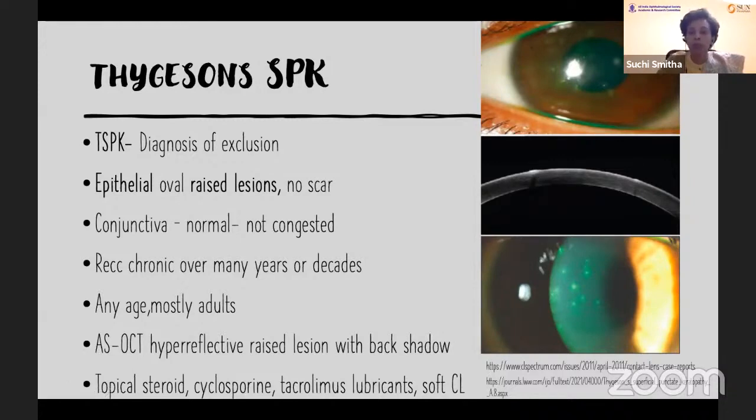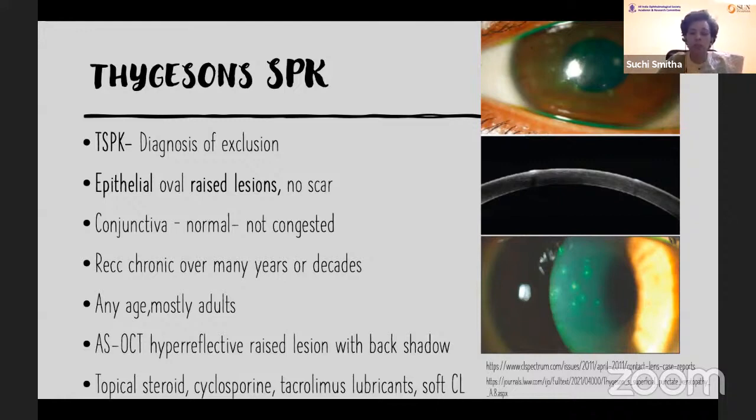We find ovoid raised lesions, bilateral. Here the conjunctiva is normal, unlike previous situations. It can happen at any age, though in adults it is more common, and it can happen over a period of months or years, where recurrent episodes of photophobia and irritation can come.